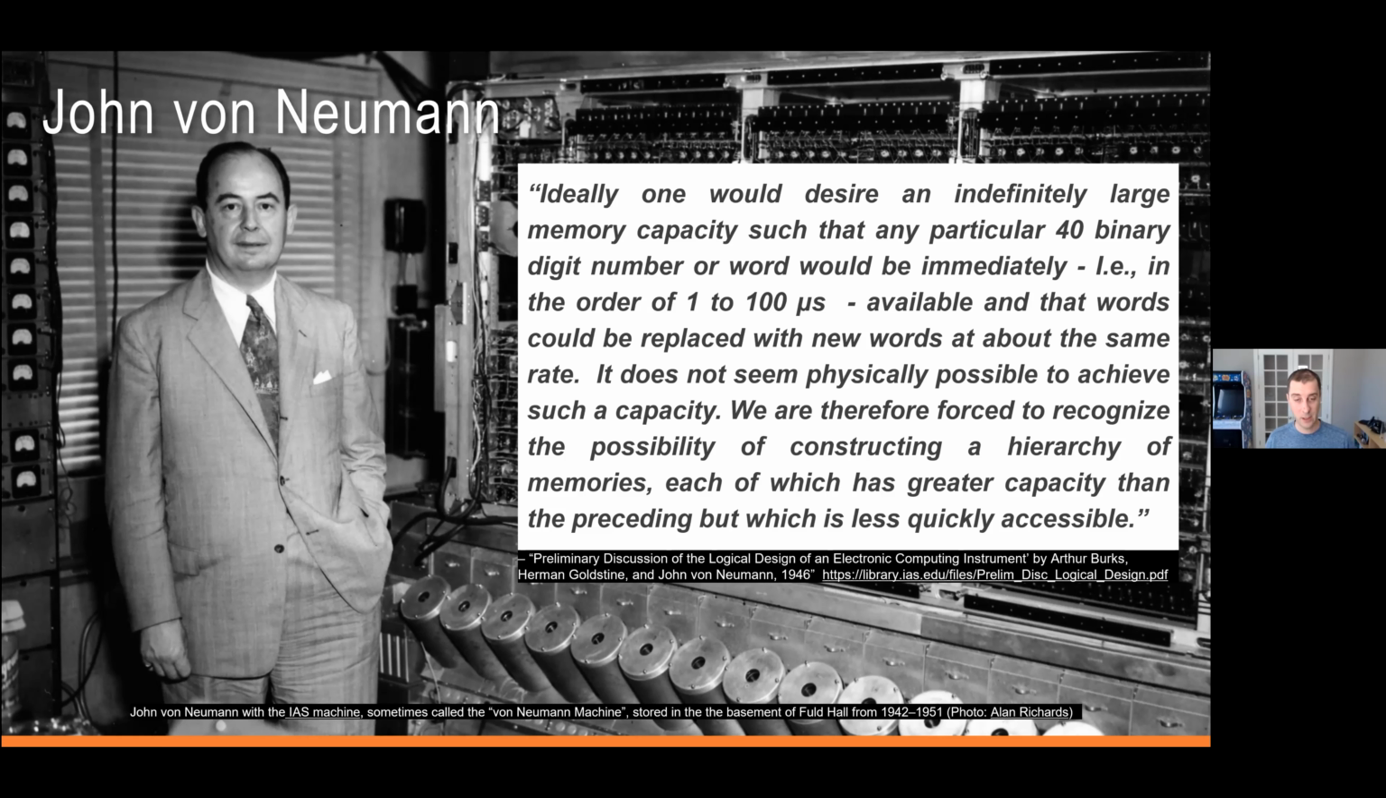Obviously back then, he was talking in the order of 1 to 100 microseconds. But today we mostly have 64-bit computers with memory latencies in nanoseconds. But his intent remains true, right? And it's still the same today as it was back then.